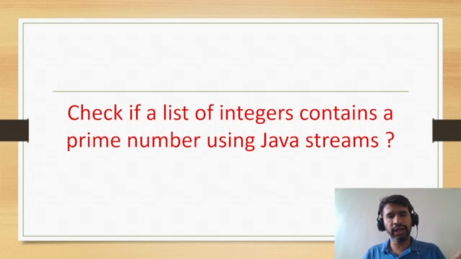The question is to check if a list of integers contains a prime number using Java streams. In other words, you are given an array of integers, and you have to check whether any of these integers is a prime number. I hope you know what a prime number is. A prime number is a number which is divisible only by itself or one. So let's see how to implement this.